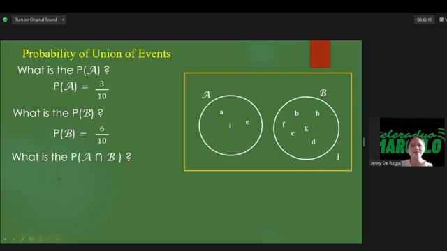Next, what is the probability of an event A intersection B? The probability of an event A intersection B is equal to 0, since there is no overlapping circle. They are separate circles, so there is no intersection. That's why the answer is equal to 0.